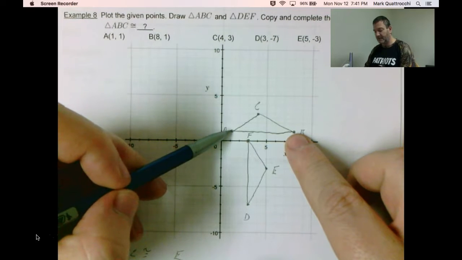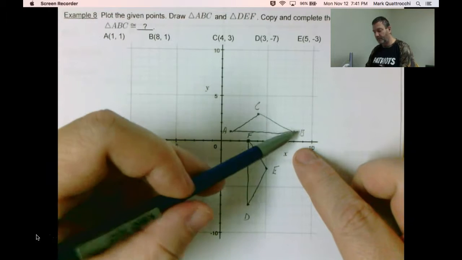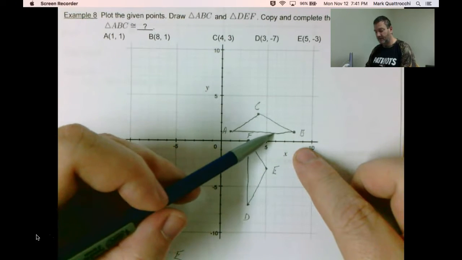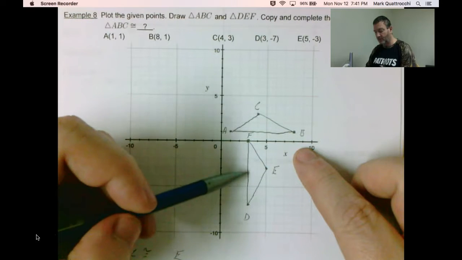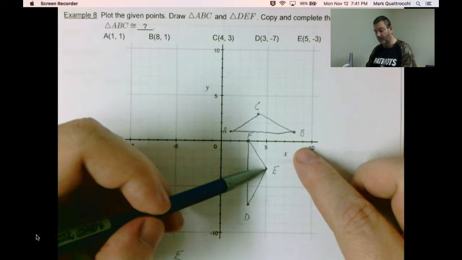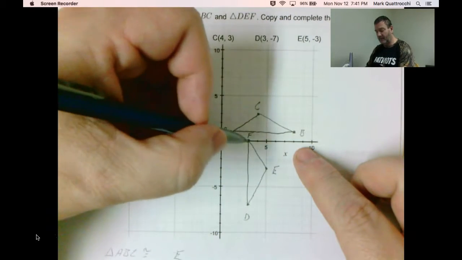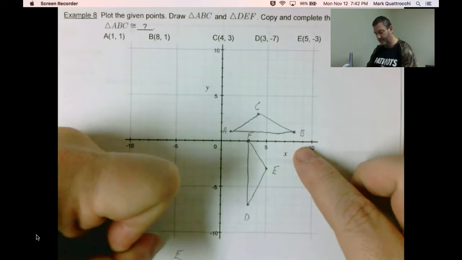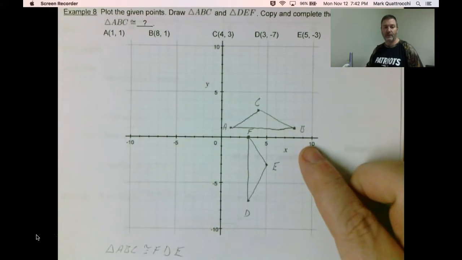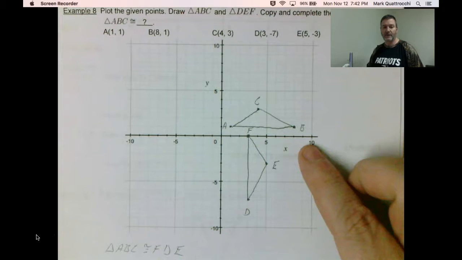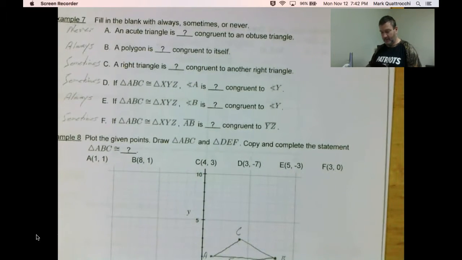To move from A to C, I move over 3, up 2. To move from B to C, it's over 4, up 2. To move from D to E, it's up 4, over to the right 2. So A matches up with F, and B matches up with D. So triangle ABC is congruent to triangle FDE. All right, that was example 8.